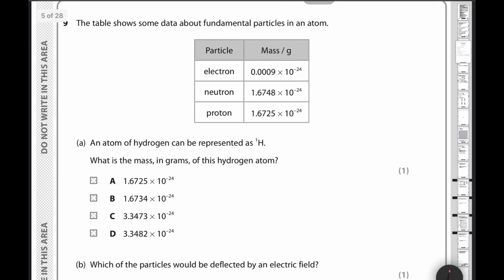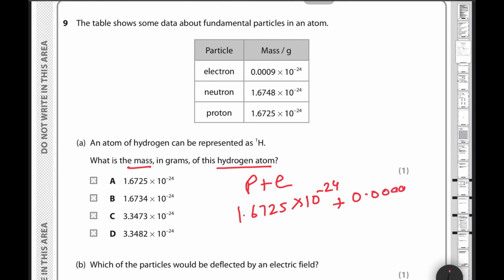So let's have a look at question number 9. It's asking what's the mass in grams of a hydrogen atom. You should know that a hydrogen atom consists of protons and electrons only, right? So you just add the values given in the table, you will get your answer. So 1.6725 times 10 to the power minus 24 plus electron 0.0009 times 10 to the power minus 24. You add them both, you will get the answer 1.6734 times 10 to the power minus 24, which is B.